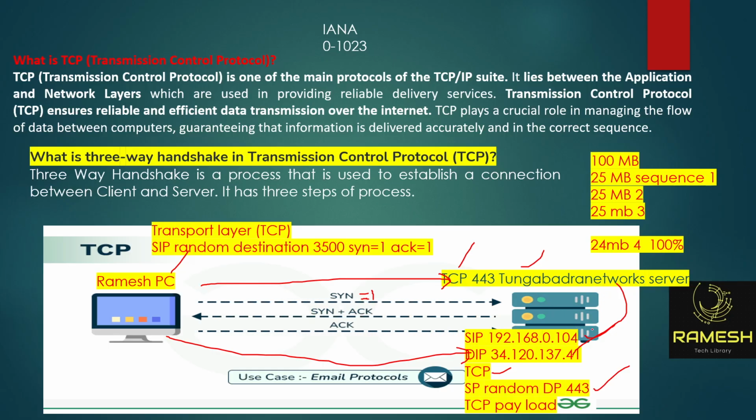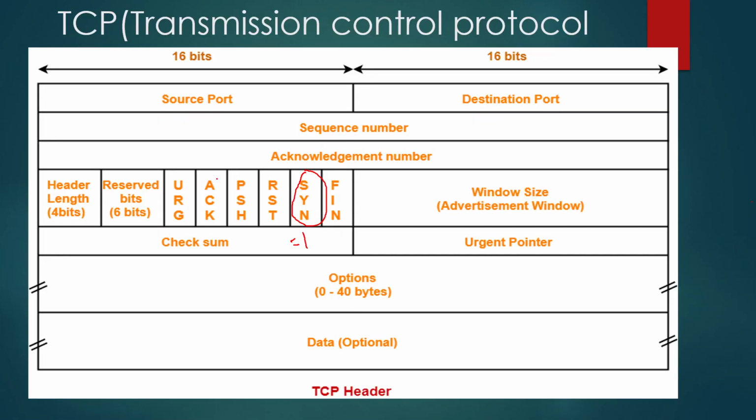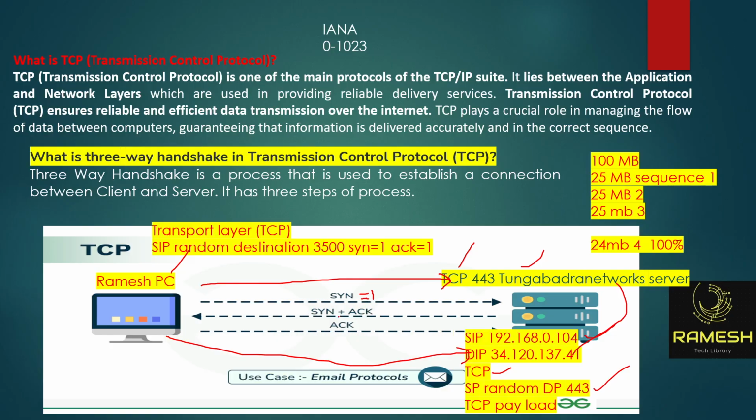First, the Tungabhadra network server will check: okay, 137.41 is my server IP address only. Then it will start looking at TCP: okay, this client, 0.104, is trying to establish a connection with me. Let me respond. So the server will respond with SYN plus ACK. You can see there is a SYN bit, and in the server response, it is acknowledging it. Hey, I am acknowledging your request. Server is acknowledging to the client. That's why the server is sending SYN plus ACK. Both bits will be set to 1 now.